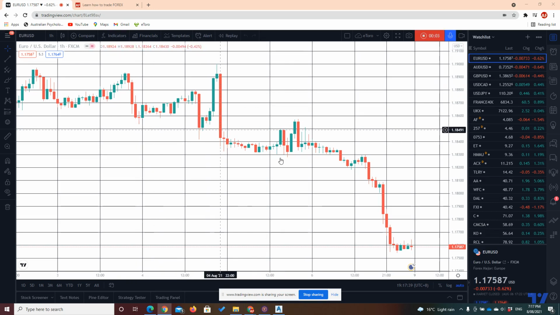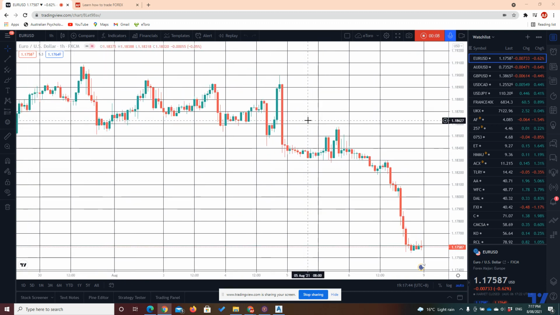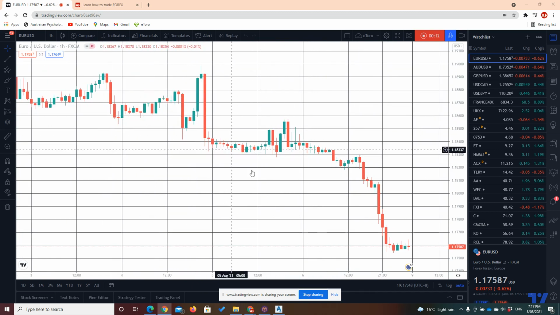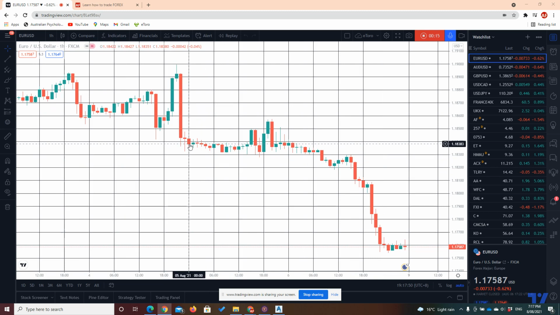Today I want to talk about one of the basics in trading. Whatever platform you use, the first type of chart that you may see is this candlestick chart, which is very popular and it has lots of information.